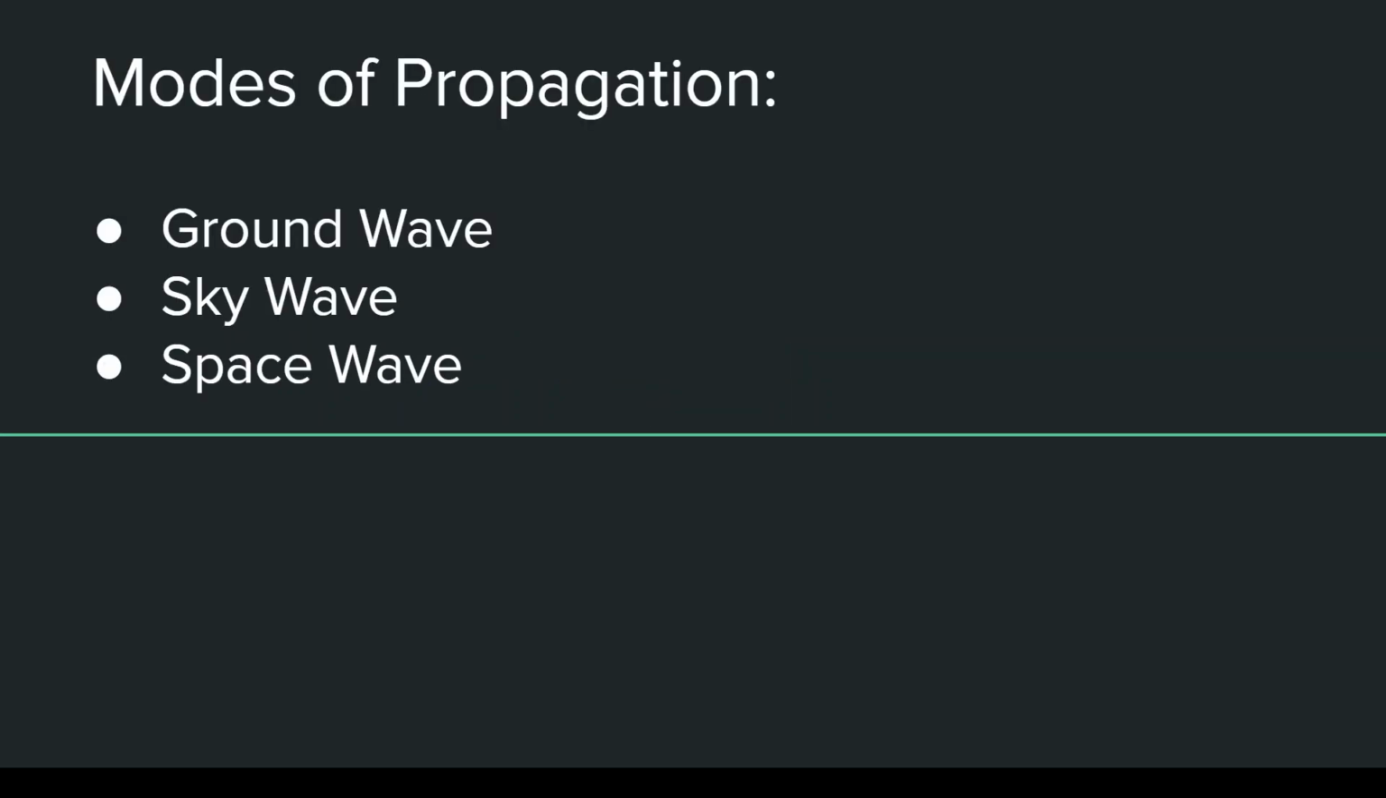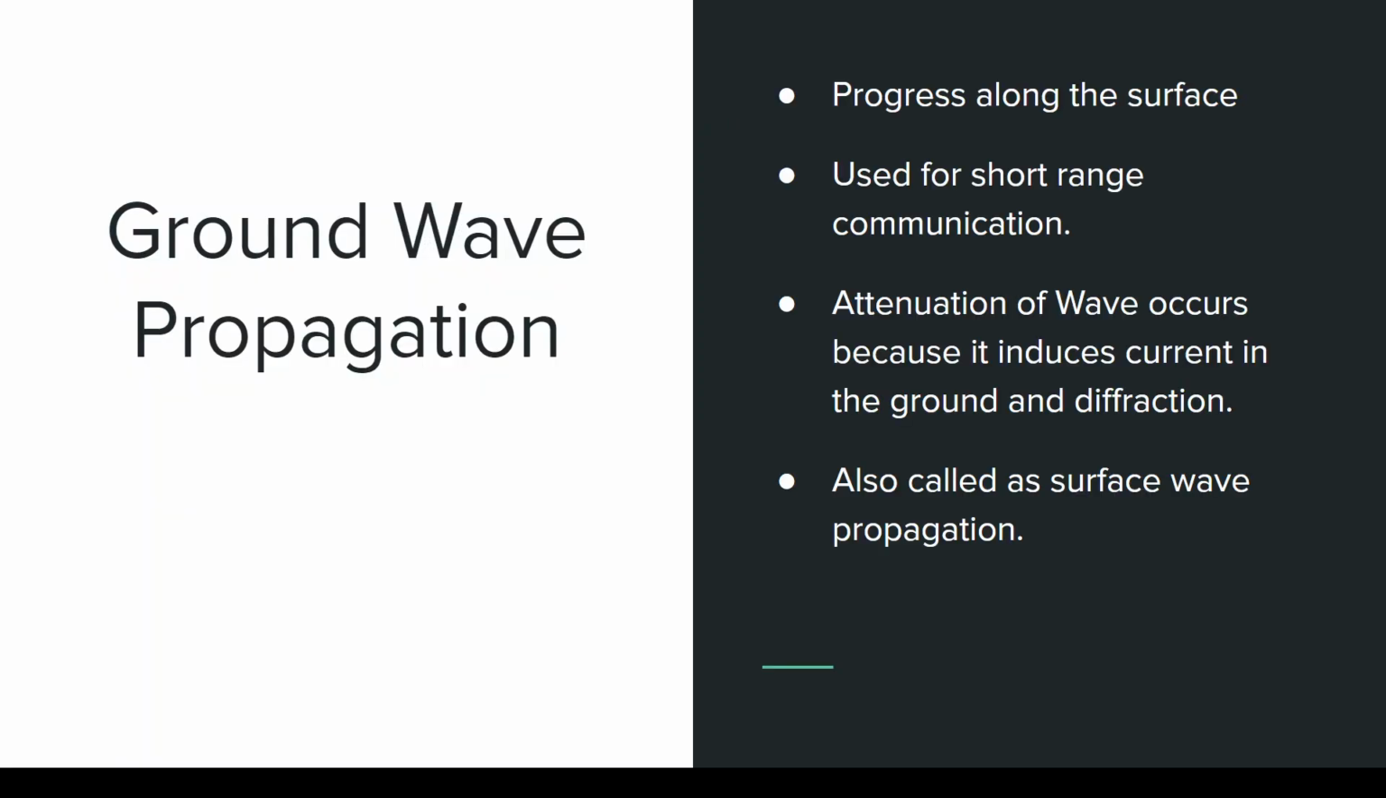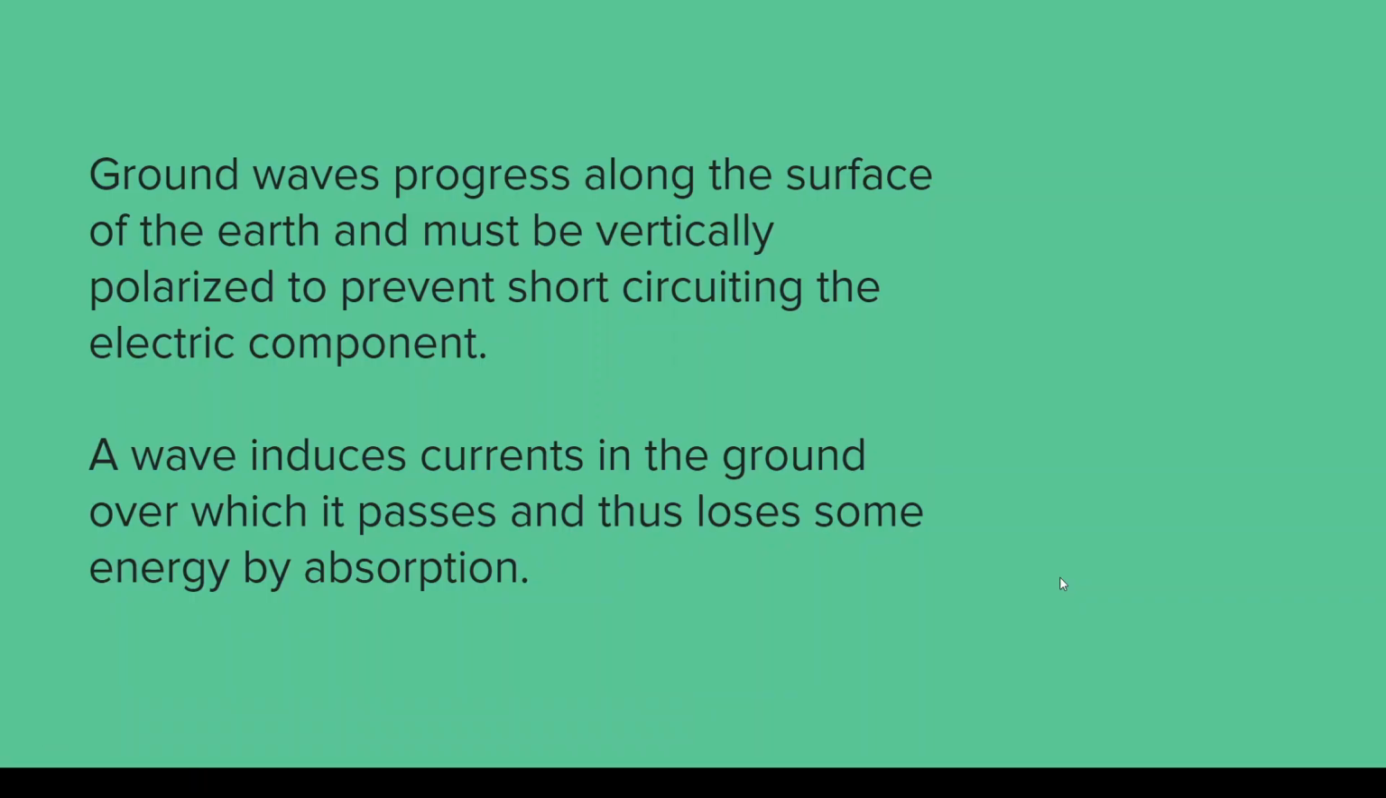There are three modes of propagation of radio waves: ground wave, sky wave, and space wave. There are 4 points about the ground wave propagation. They progress along the surface. They are used for short range communication. Attenuation, which means the loss in energy of the wave, occurs because it induces current in the ground. When ground waves travel, they induce current in the ground, and through diffraction also the attenuation of the wave occurs. They are also called surface wave propagation.